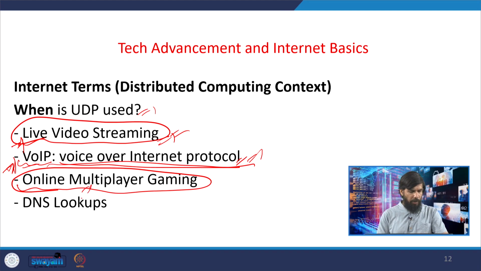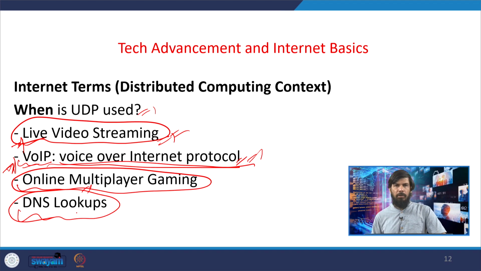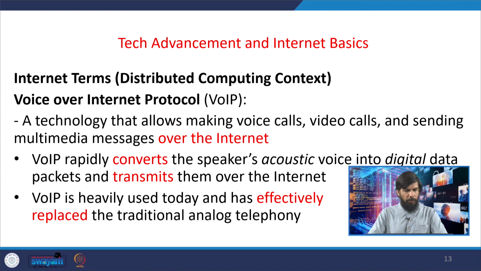UDP would be preferred. DNS lookups are also a pretty similar scenario. You are just looking to find the IP address for a particular domain name, and there also you might prefer the speed, because you want your device to quickly load the page. For that you favor the speed. So, a UDP based implementation for DNS lookup might be more preferable, right. So, these are some of the scenarios where UDP can be used.